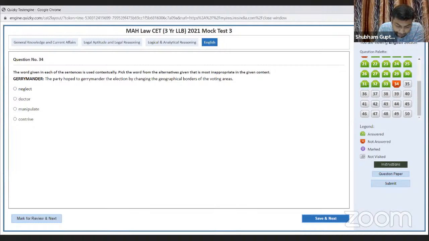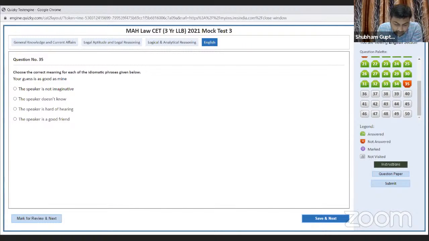The party hoped to gerrymander the election by changing the geographical boundaries. Manipulate. Let's talk about manipulate. Your guess is as good as mine. So if I am making a guess, the speaker is not imaginative. The speaker does not know. So if the speaker is also guessing, when do you guess? So today we are guessing. How are we guessing? When we do not know.